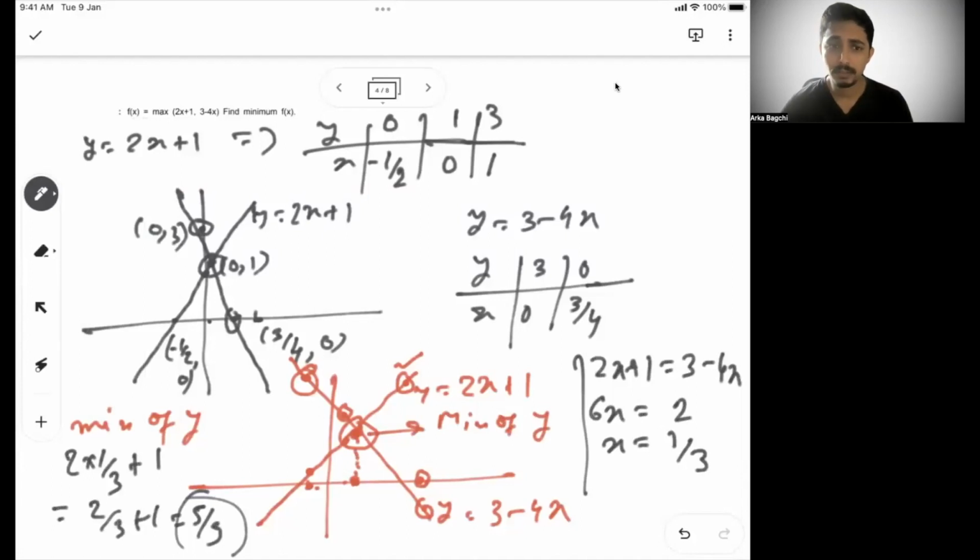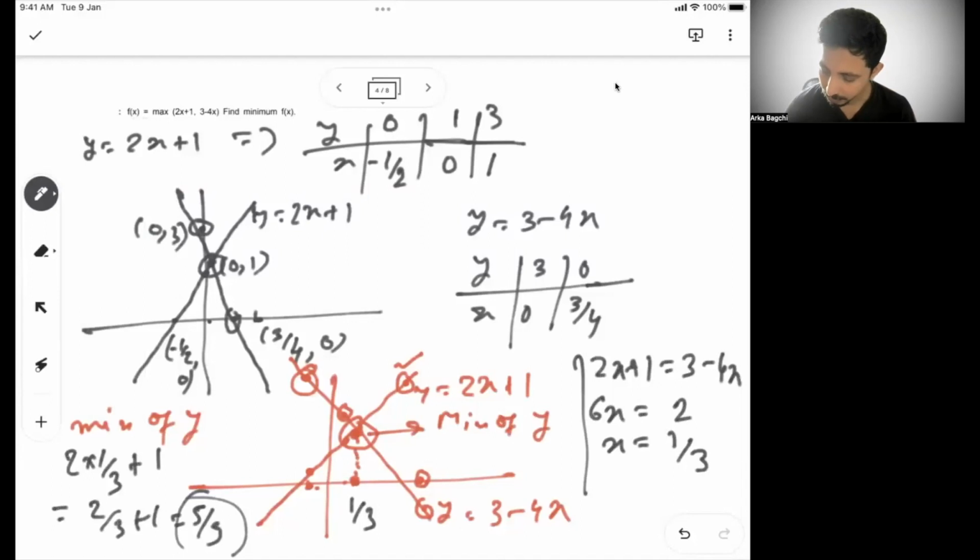So the idea here is to understand how to find the minimum of these two lines when you equate these two lines, because the nature of these two lines always gives the maximum value of y, which is more than the intersection point. So at any point other than x equal to 1/3, the maximum of these two functions will always be more than 5/3.